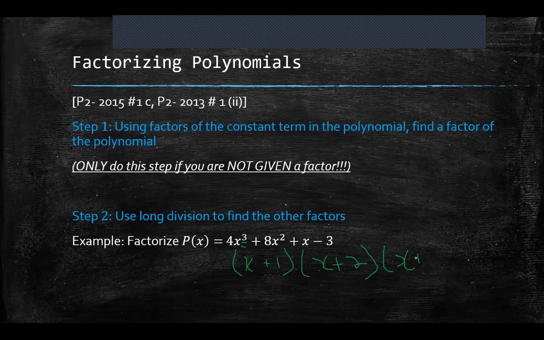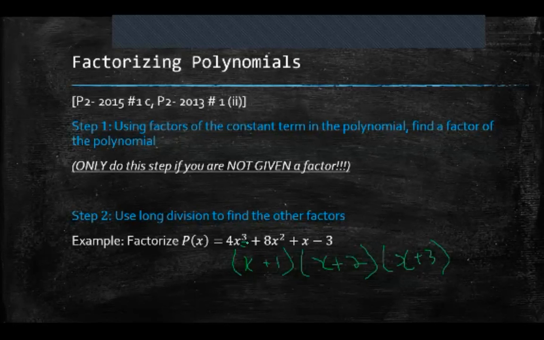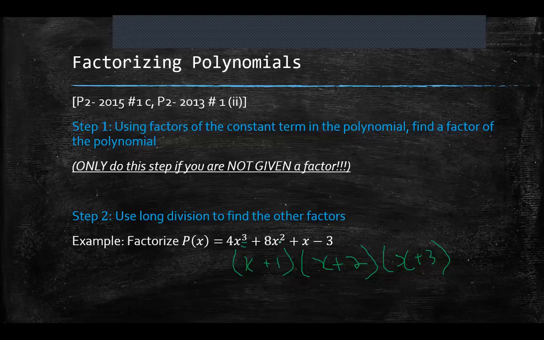Because this is to the third degree, I'm going to have 3 factors. Quadratics are to the second degree, and that's why you only have 2. So just remember that, right? This first step is to help you find one factor. And then using that one factor, you'll be able to find these other 2. So how exactly do we do that?